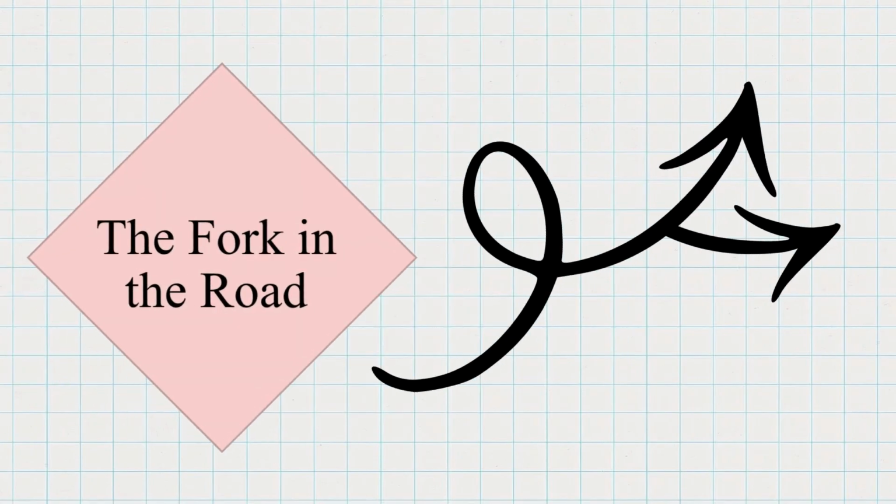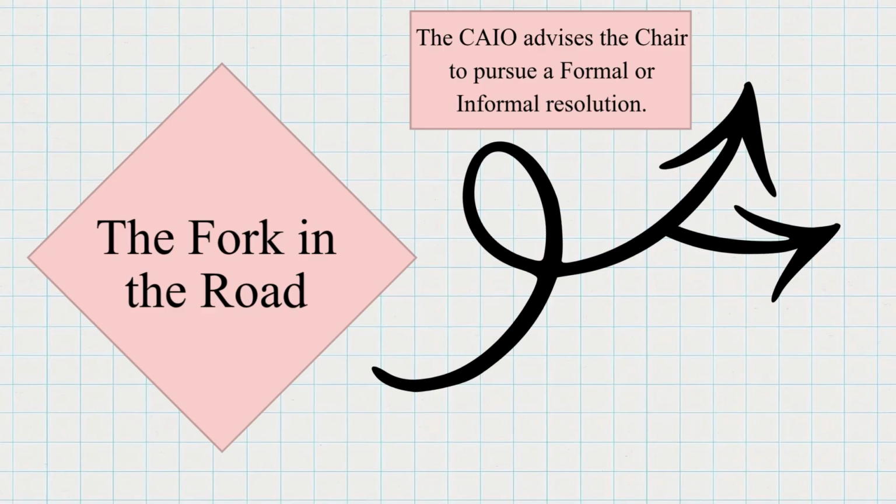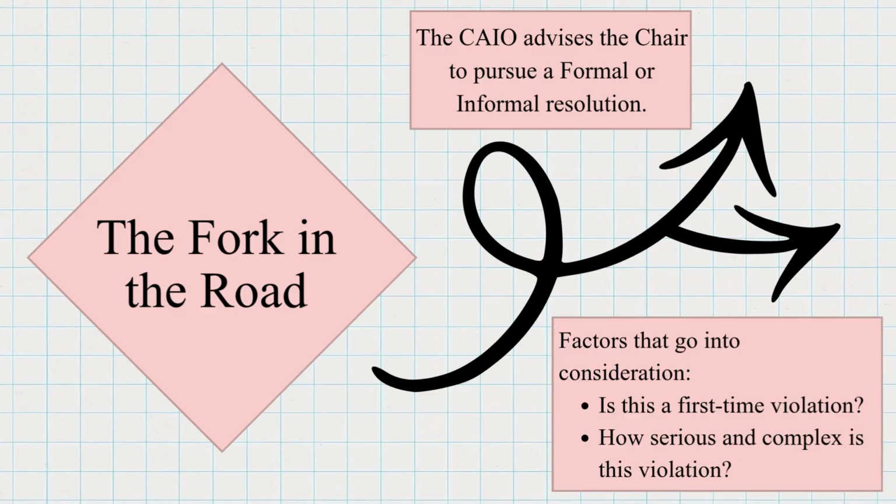This brings us to the fork in the road. The CAIO advises the chair to pursue either a formal or informal resolution. Factors considered include whether it is a first-time violation and how serious or complex the violation is.